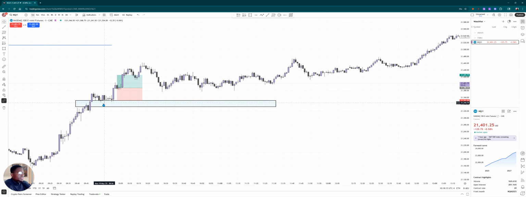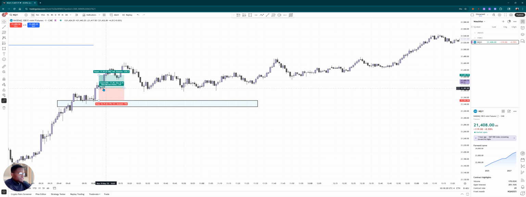As you can see, we had a tap into this area of interest, this fair value gap. We saw a displacement candle, which I will highlight here. We saw this displacement candle, and then I entered off of this displacement candle out of this gap. And as you can see, we had very little drawdown. We maybe had a couple points of drawdown, but for the most part, this trade essentially went straight to my take profit. So this is a trade that I took yesterday on Monday.